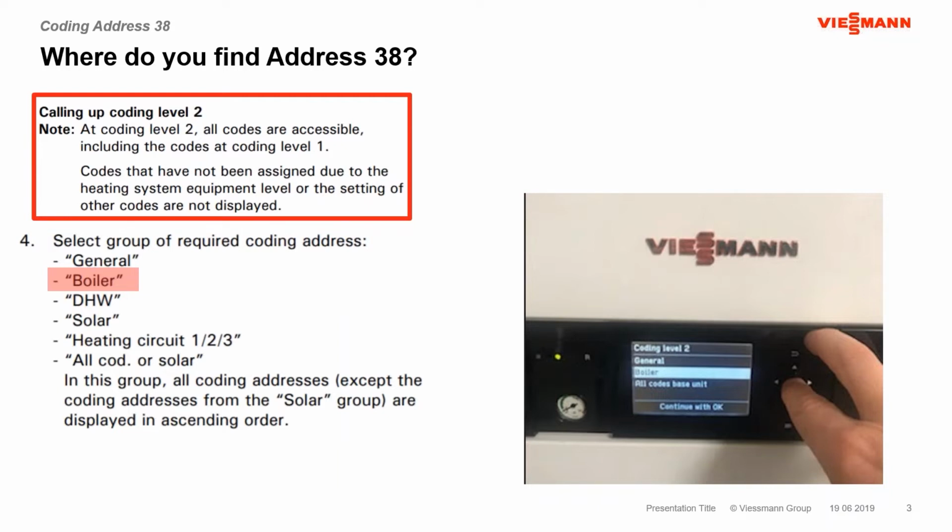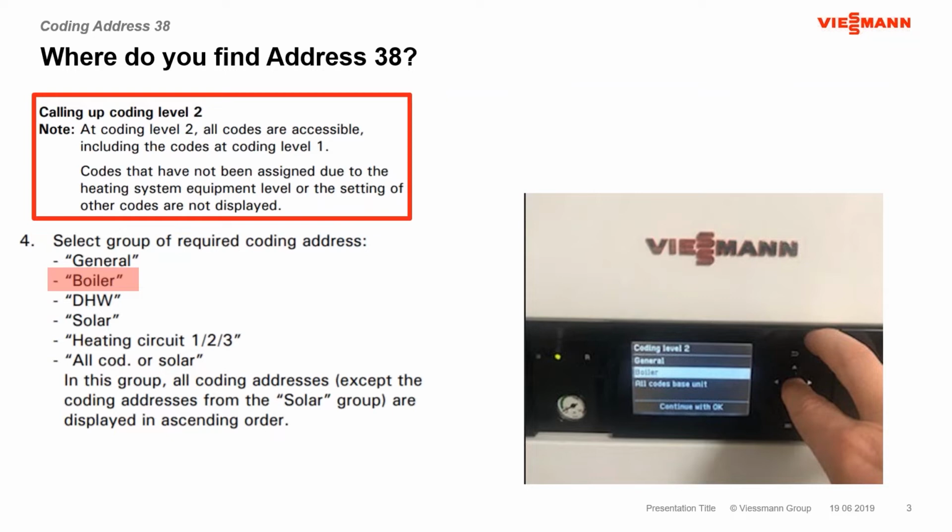Now you can see that in a standalone application, you've got a lot more different things that are going to show up on that menu in the boiler. The control you see on the screen right now was part of a multiple boiler system, which means it was part of a cascade. It had another boiler attached to it. And you'll see that when that occurs, you only get really general and boiler information, whereas if it's a standalone application, you would have things like domestic hot water, possibly solar, and the heating circuits available in coding level 2 as well.